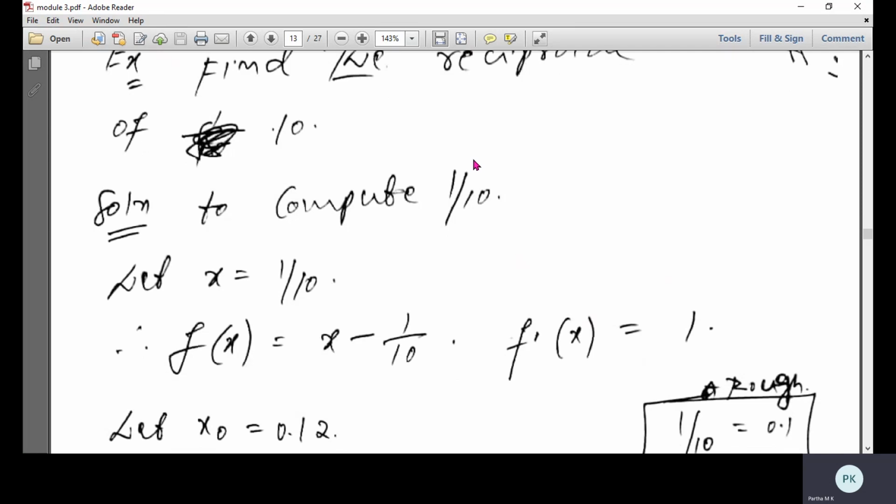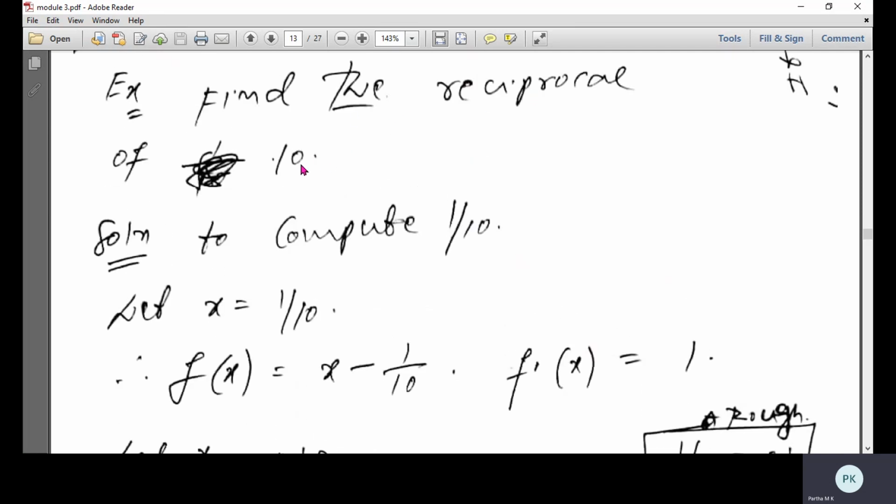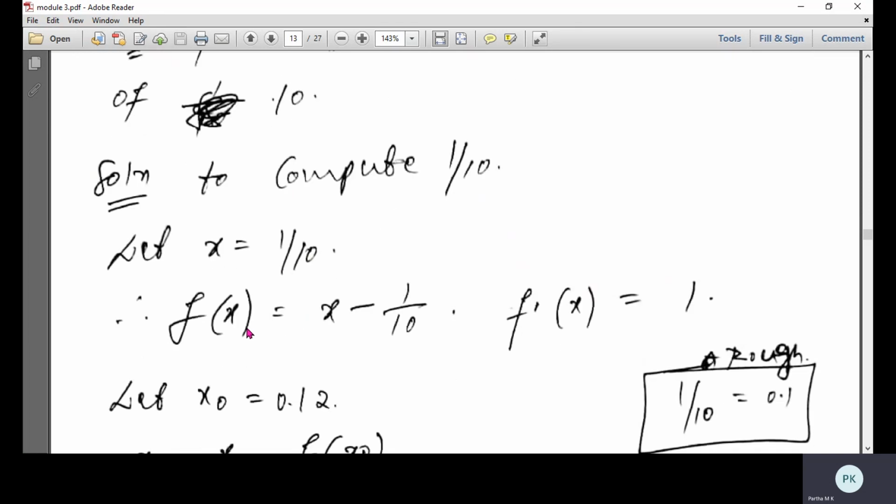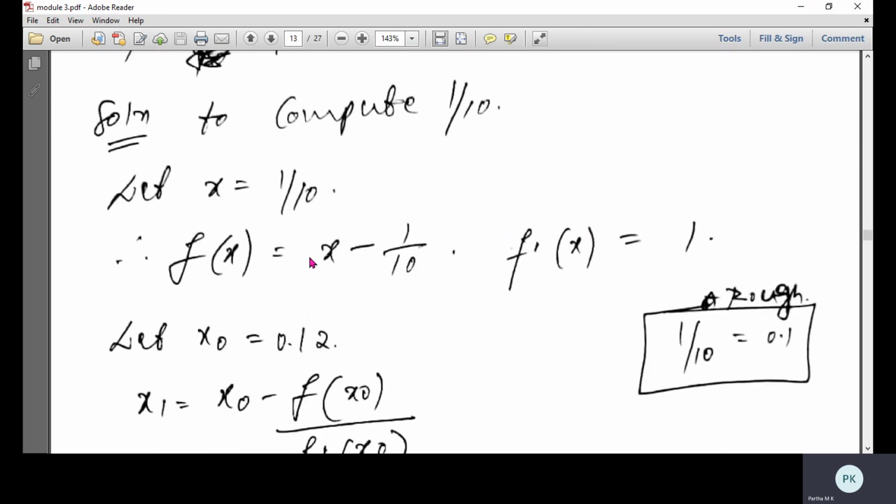Now, for example, find the reciprocal of 10. Reciprocal of 10 means 1 by 10. Let us call this 1 by 10 as x. So x is equal to 1 by 10. So f of x is equal to x minus 1 by 10. What is f dash x? f dash x is 1.